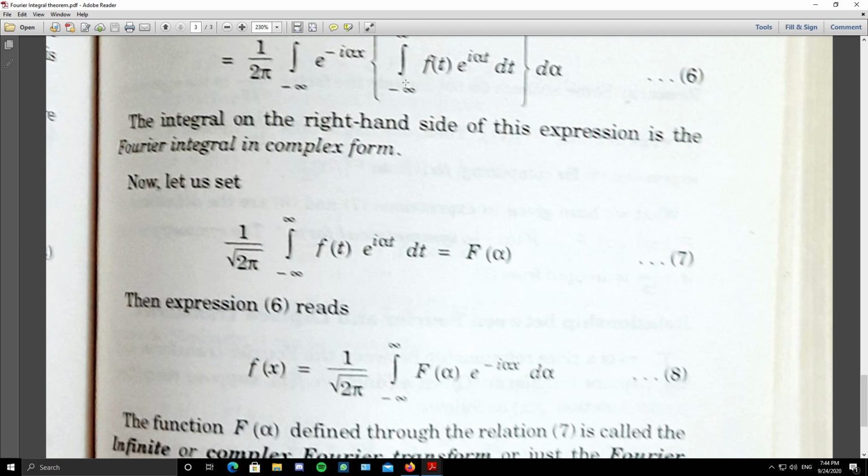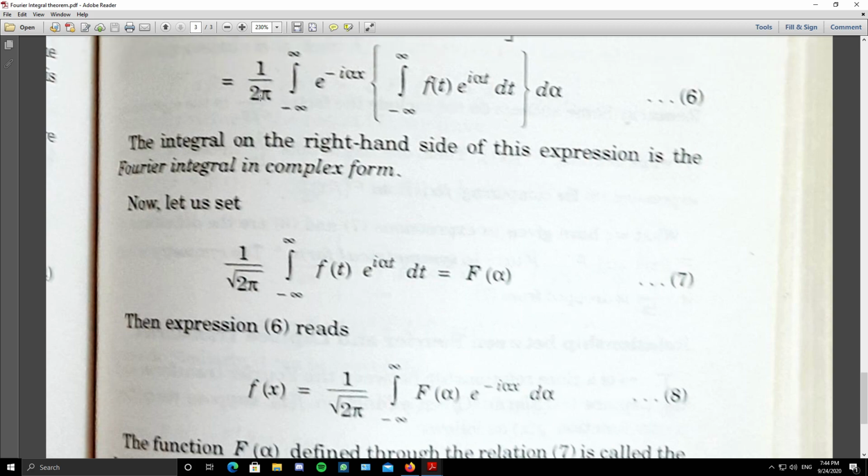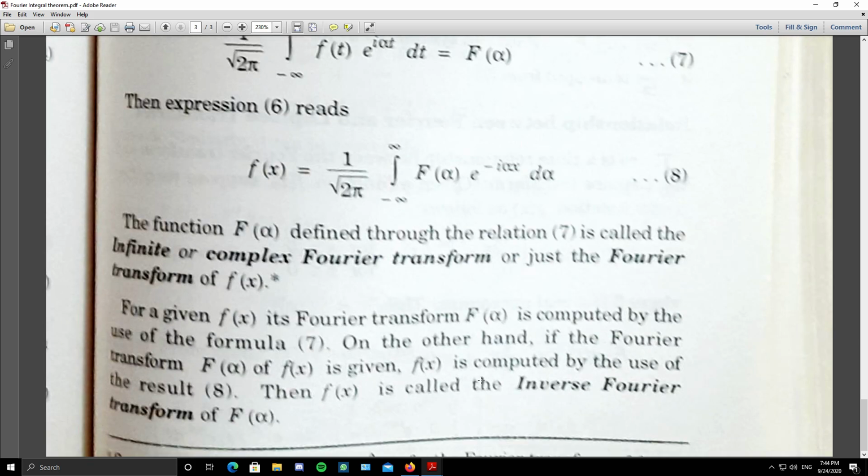So the inner bracket, 1 by root of 2 pi integral minus infinity to infinity f of t e power i alpha t dt, is called the Fourier transform. That is F of alpha. And the outer one, 1 by root of 2 pi integral minus infinity to infinity e power minus i alpha x times F of alpha, is called the inverse Fourier transform.